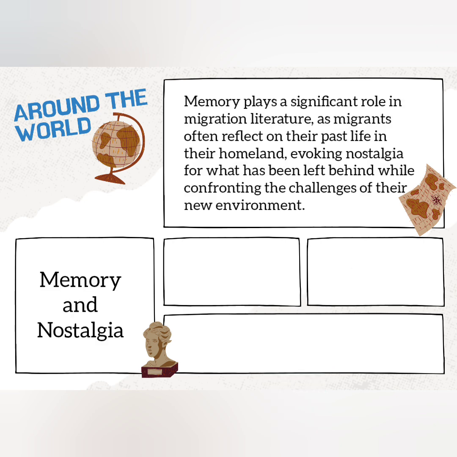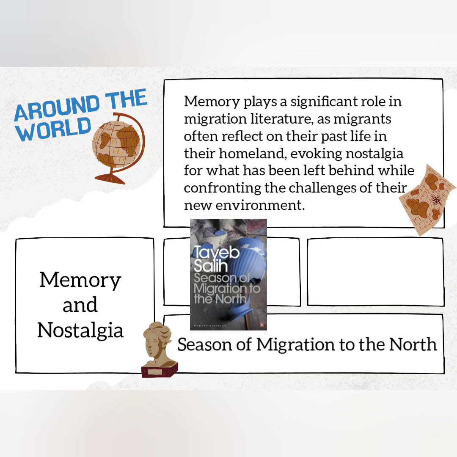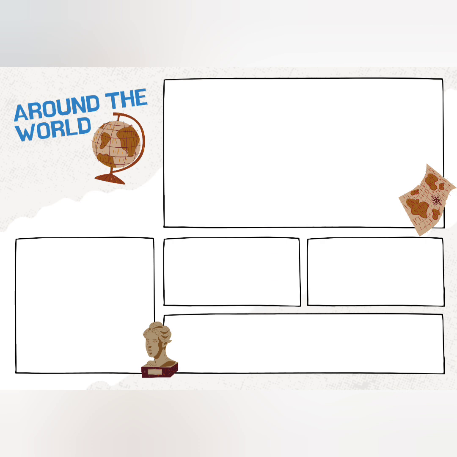Memory and nostalgia. Memory plays a significant role in migration literature as migrants often reflect on their past life in their homeland, evoking nostalgia for what has been left behind while confronting the challenges of their new environment. Season of Migration to the North by Tayeb Salih reflects on the protagonist's return to Sudan after studying in England, juxtaposing colonial legacies and personal identity.